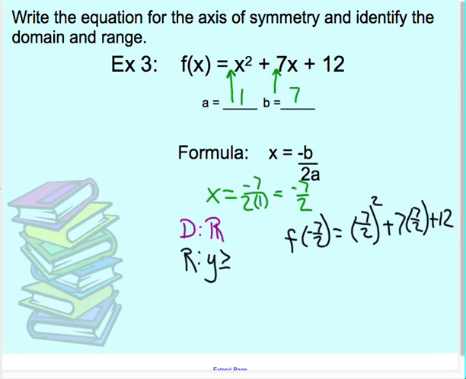And when we evaluate that, oops, this is negative 7 halves in our x spot. So we get 48.75. So our range is all y values greater than or equal to 48 3/4.